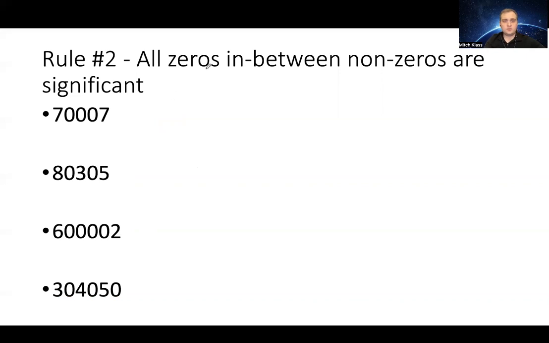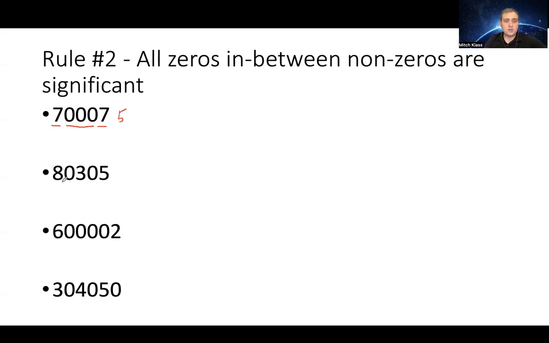All right, let's look at something a tiny bit more complicated. All zeros in between non-zero digits are significant. So if we look at the 7 and the 7, there are 3 zeros in between. Now, because they're sandwiched in between non-zero digits, all the digits in this number are significant. So that's 1, 2, 3, 4, 5, giving 5 sig figs.